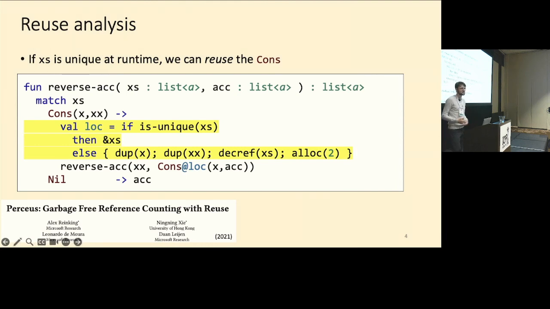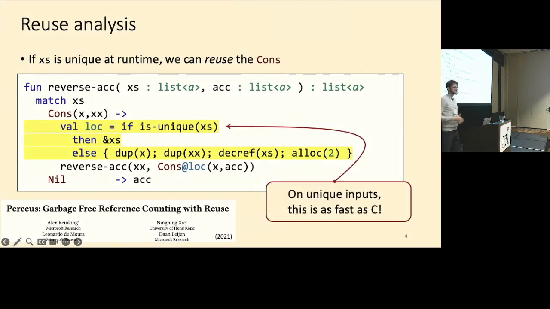Whereas if it turns out that the list is shared, so someone else can still use it and maybe depends on the data in that list cell, then we would have to adjust the reference count and allocate a new cell. Which means that in the case where we pass in unique data, this code will be just as fast as C. But if we pass in shared data, it's still like a functional program, it's still immutability. So you don't have to think about mutation when you reason about this program.